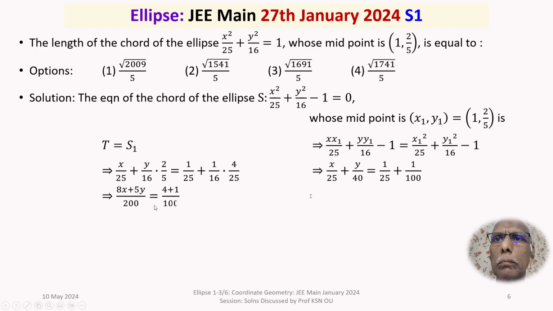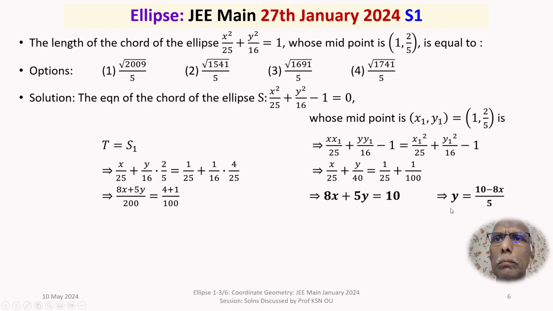Further simplification will give you (8x plus 5y) by 200 for this one. For this one, the LCM is 100, so (4 plus 1) by 100. Simplify, we will get 8x plus 5y is equal to 10. From this, you will get y is equal to (10 minus 8x) by 5. So this is the chord's equation whose midpoint is (1, 2/5).